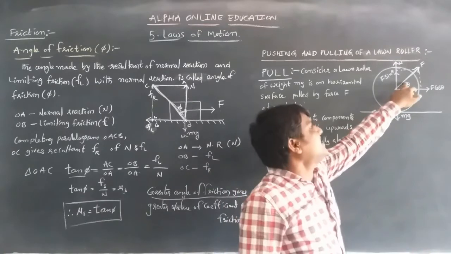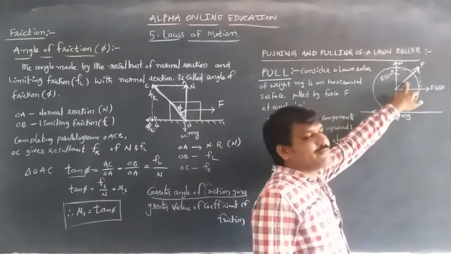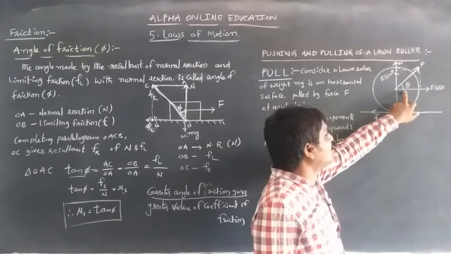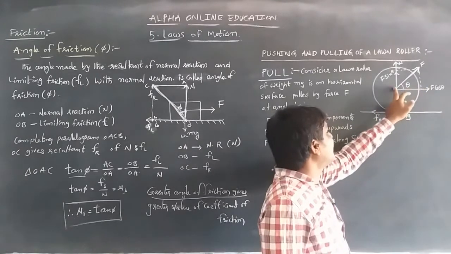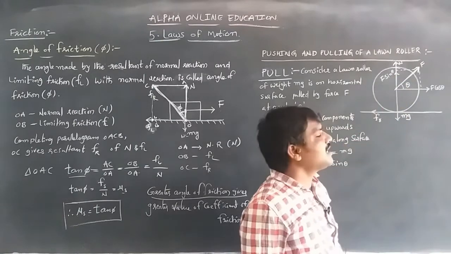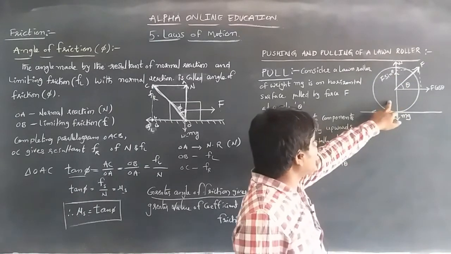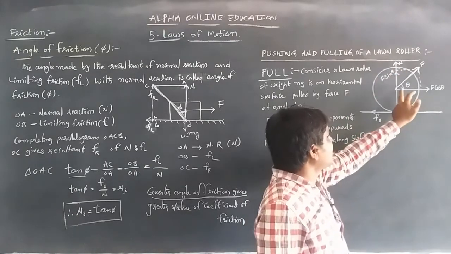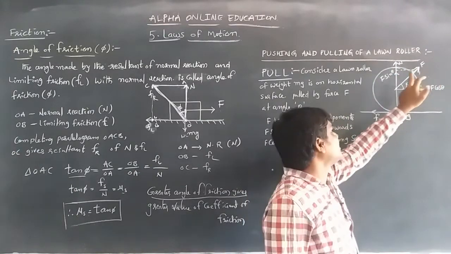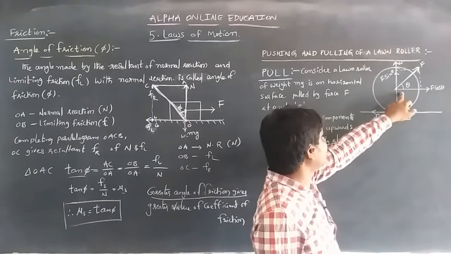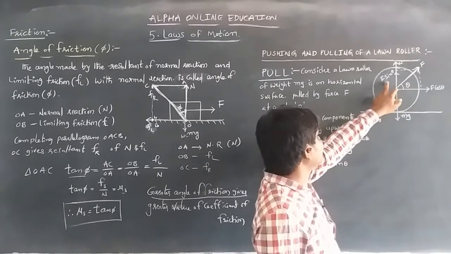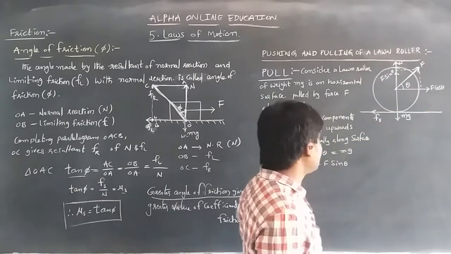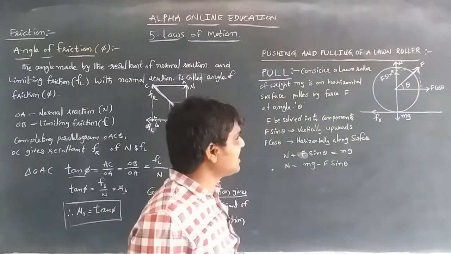If we get the components of this resultant force, the horizontal component will be F cos theta and the vertical component will be F sin theta. The lawn roller's weight mg acts downwards and the normal reaction upwards. The resultant force acts in this direction, so F sin theta is vertically upwards and F cos theta is horizontally along the surface.